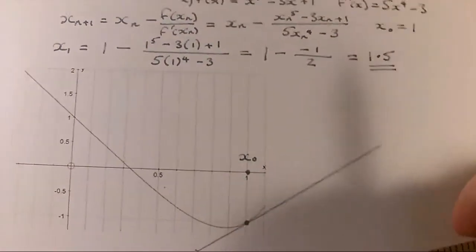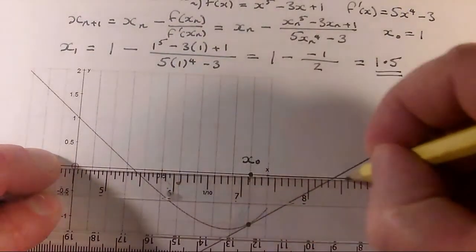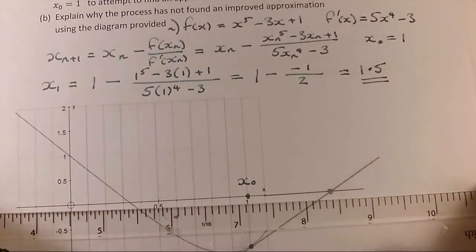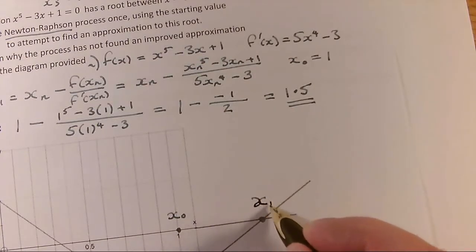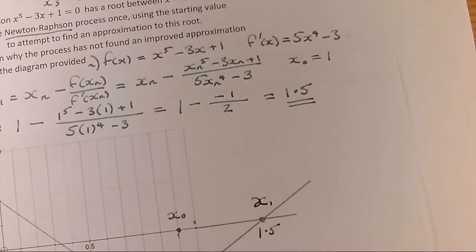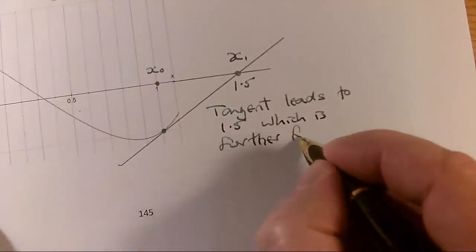And the x-axis, I need to extend that for this to make sense. So the x-axis, it will find this point here. So my x1 will be, that looks about right, 1.5. So x1, following the tangent along. So the tangent leads to 1.5, which is further from the root. Where's the root?